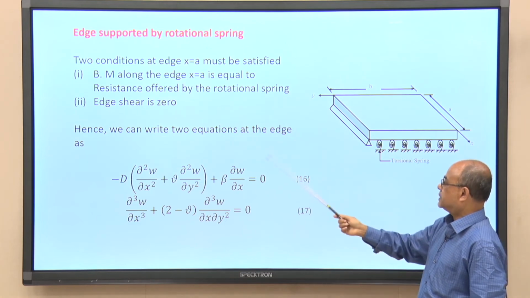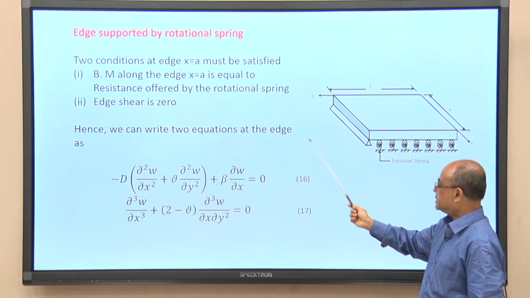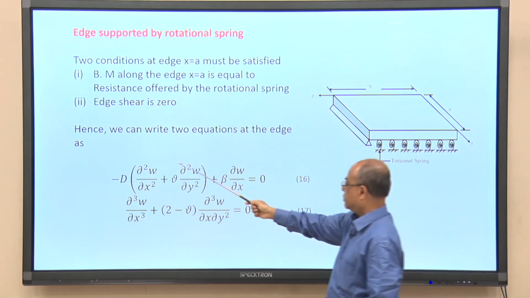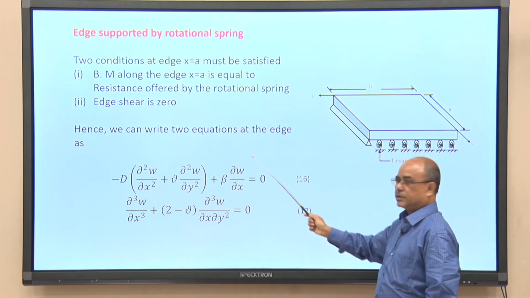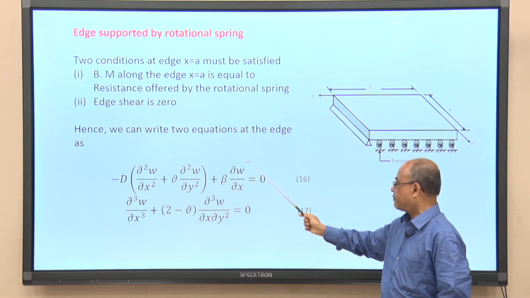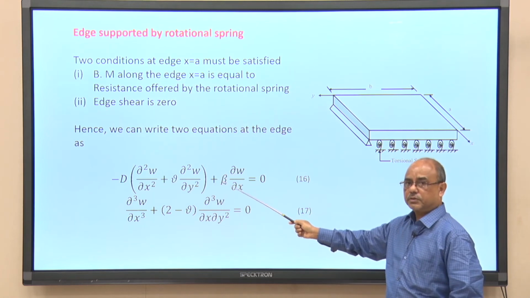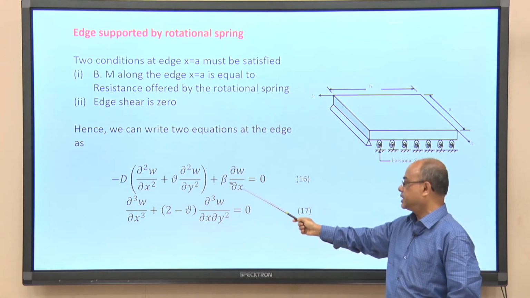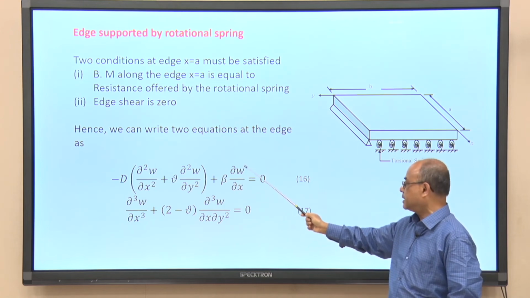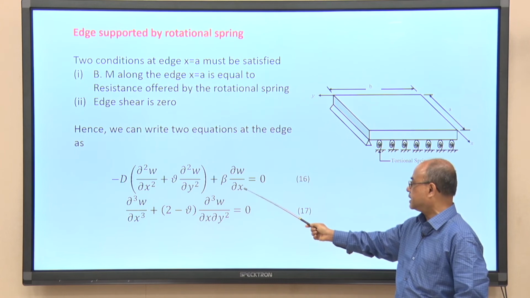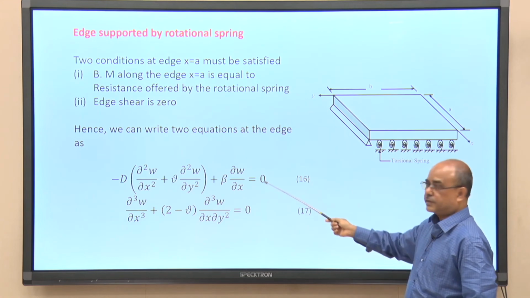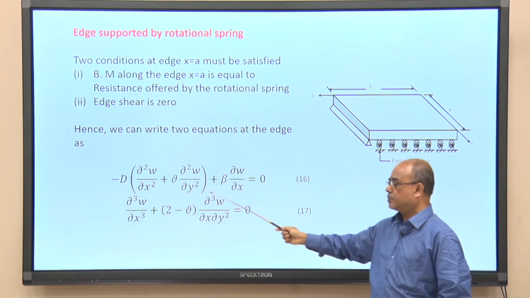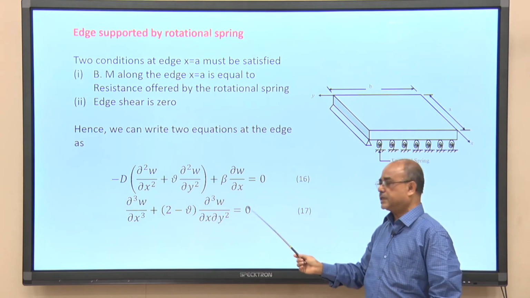Hence we can write two equations at the edge. One is this, the bending moment, plus this, the rotational or torsional resistance offered by the spring. Beta is the torsional constant or rotational spring constant that we take. Beta, the rotational spring constant, is multiplied by the angle of rotation dw by dx. This should be equated at x is equal to a to get the first boundary condition. The second boundary condition is obtained by equating S shear equal to 0.